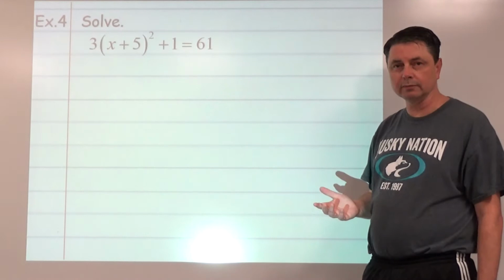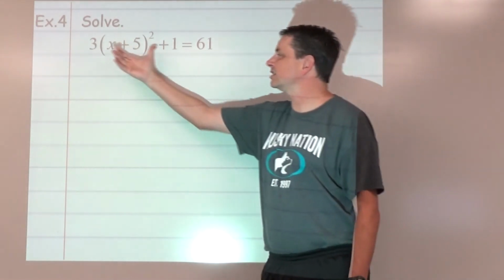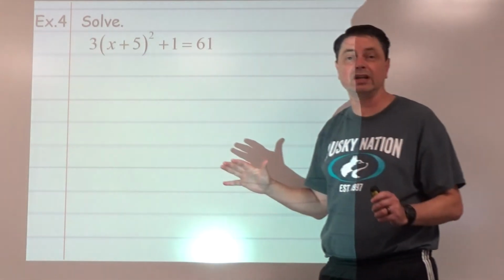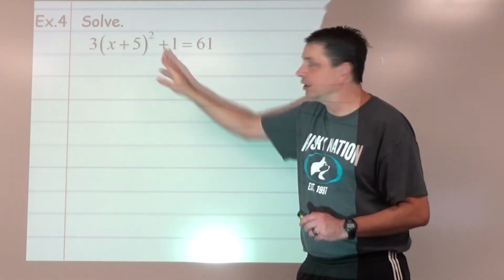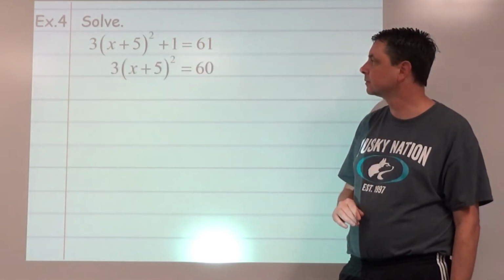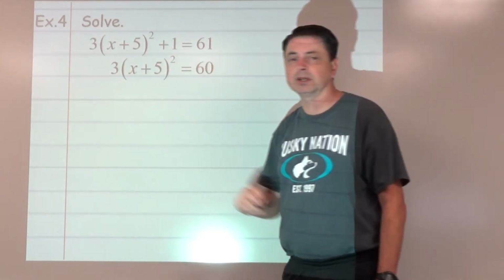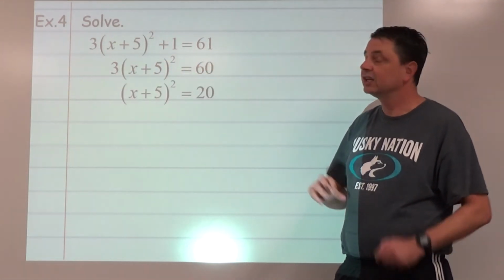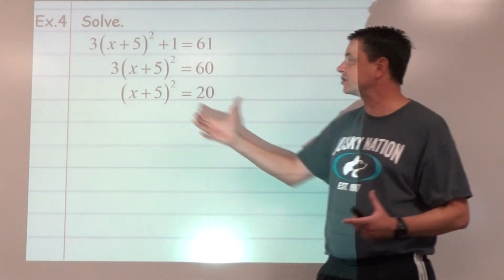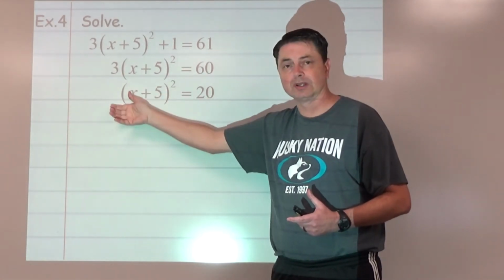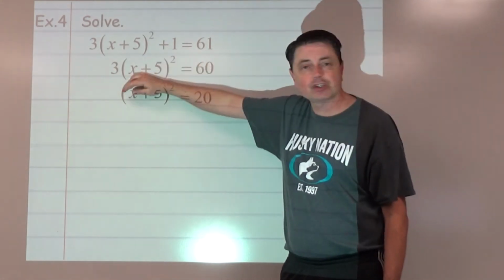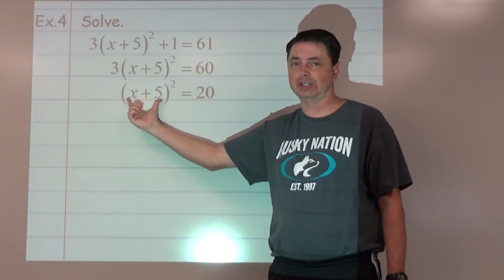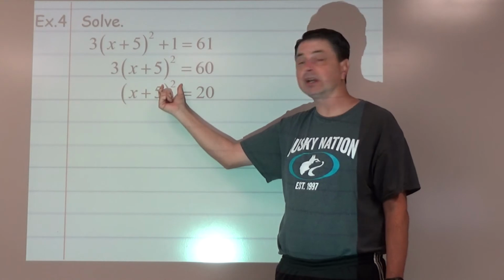Example number 4. It's a little bit different about this one is the parentheses. We're not going to try to get rid of the parentheses initially. We are going to undo the addition, undo the multiplication. So we've isolated what's being squared. We're going to leave this alone and say, I now want to get rid of the exponent. I cannot distribute an exponent over addition. But I can get rid of the exponent.